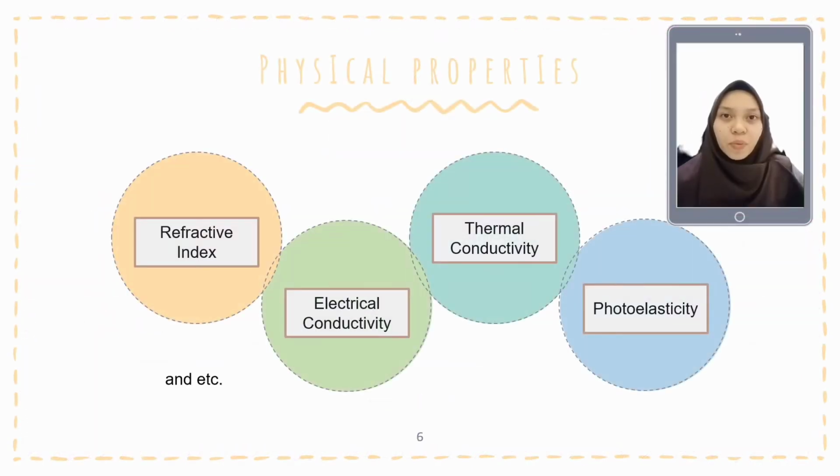The physical properties that depend on direction for taking measurements, and are therefore affected by the nature of the solid, are refractive index, electrical conductivity, thermal conductivity, photoelasticity, and many more.